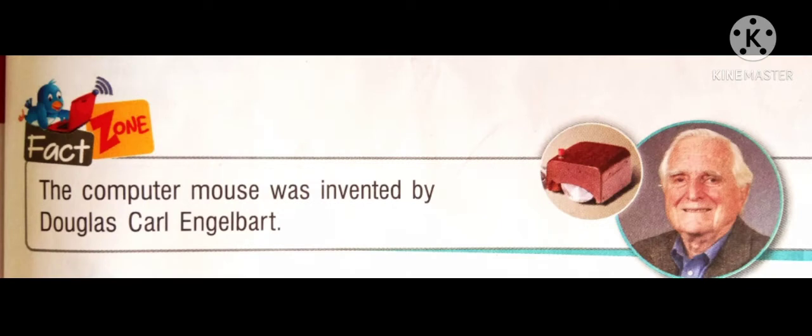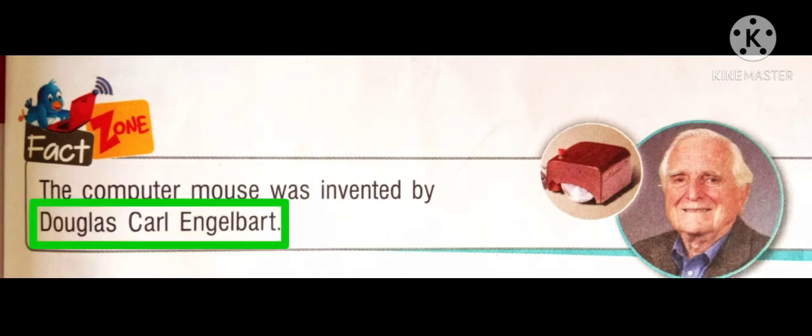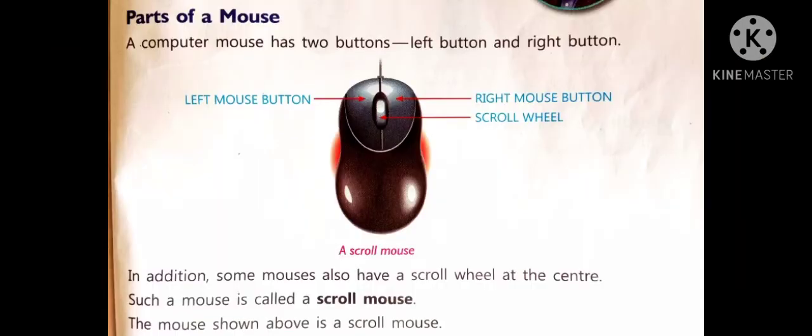Now, the fact zone. The computer mouse was invented by Douglas Carl Engelbart. So, you have to remember the name of the inventor of the mouse. Now, we will read about the parts of a mouse.